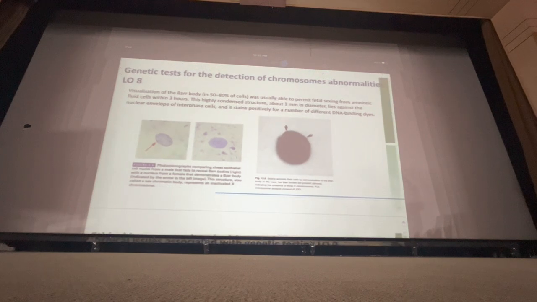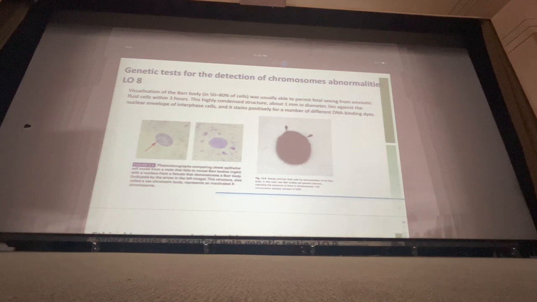Now, later when you go home, read about the Barr body, its significance, and how it's seen. This is used to determine the sex of the person by this method. The visualization of the Barr body, usually a dot near the nucleus, in 50 to 80% of the cells, usually permits fetal sexing from amniotic fluid cells within 3 hours.